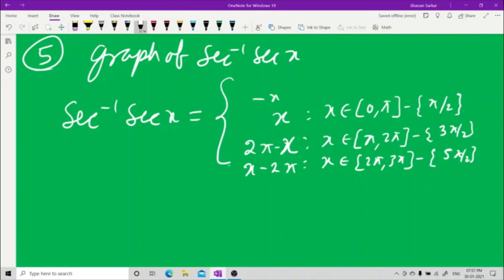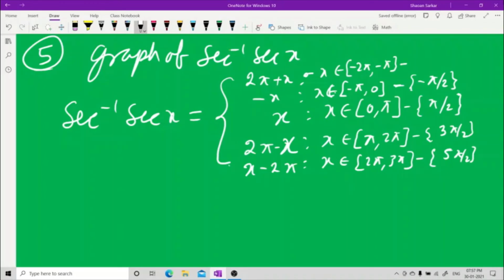Similarly, minus x for x belonging to minus pi to 0, from where minus pi by 2 would be removed. Pi by 2, minus pi by 2 पॉइंट हटा दिया जाएगा. अब है, you have 2 pi plus x and so on. 2 pi plus x is such that x belongs to minus 2 pi to minus pi, from where minus 3 pi by 2 is removed, and so on and so forth.